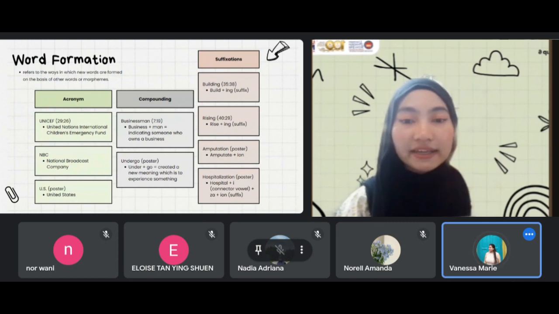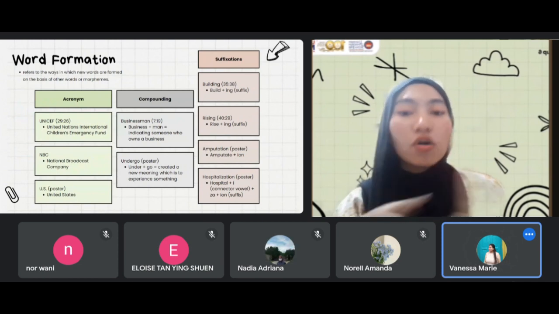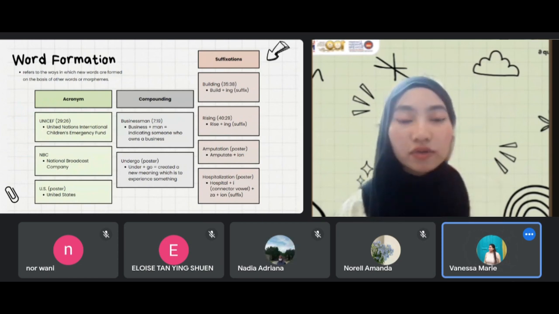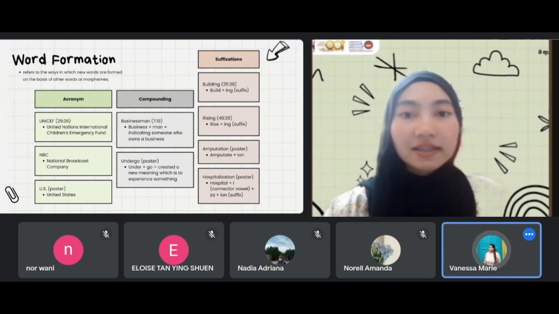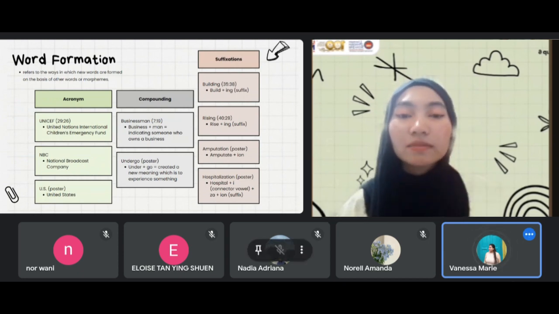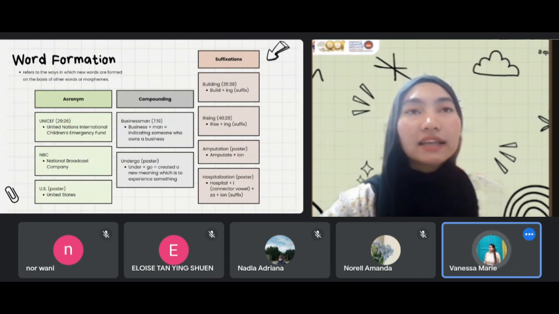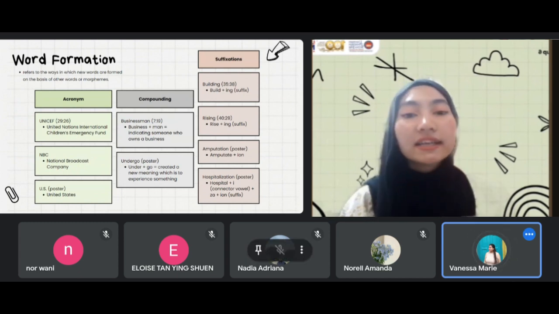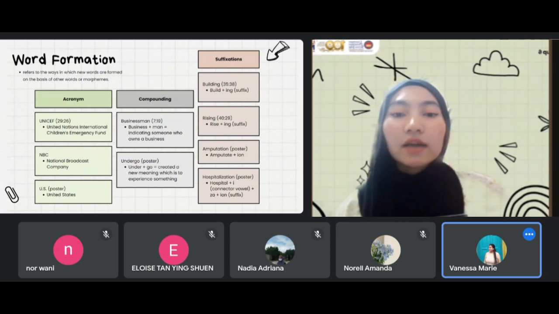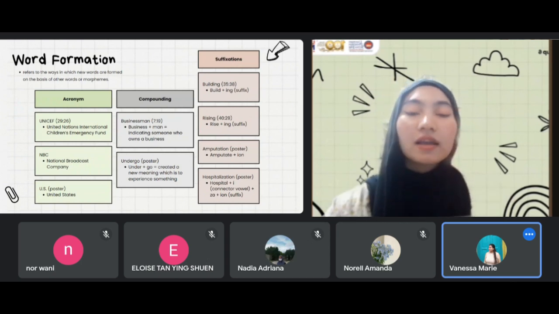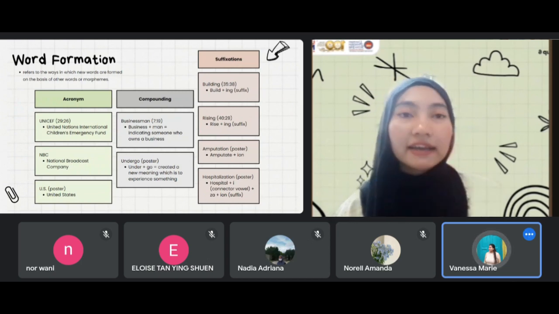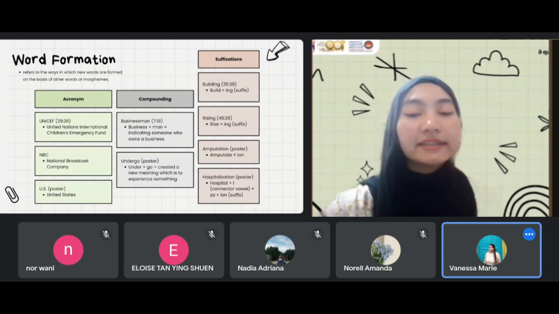Next is compounding. Compounding is combining two or more words together to form a new word. For example, businessman. The word businessman comes from the word business and the word man that are combined together, becoming businessman. Last but not least is suffixation. Suffixation is formation of word with help of suffixes. For example, the word rising, it is from the root word rise and added with suffix ing, becoming rising.